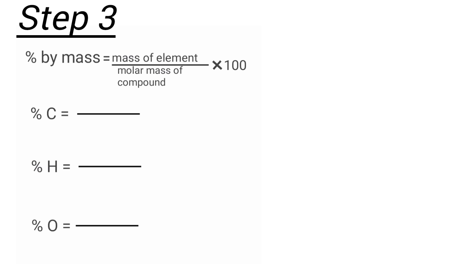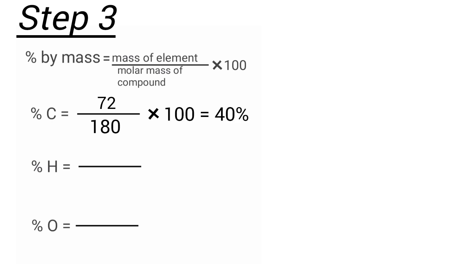So for the third step, we divide the mass of each element by the molar mass of the compound and then multiply by 100. So for percentage of carbon, we have mass of carbon over molar mass of glucose times 100. So the mass of carbon is 72. The molar mass of glucose is 180. So that is 72 over 180 times 100, and that gives us 40%.